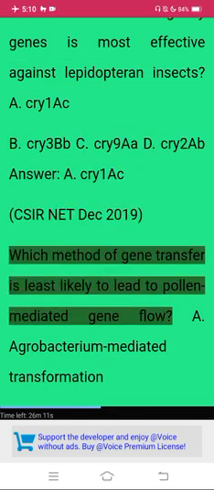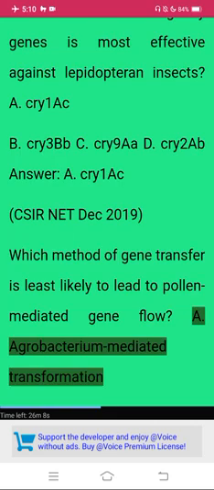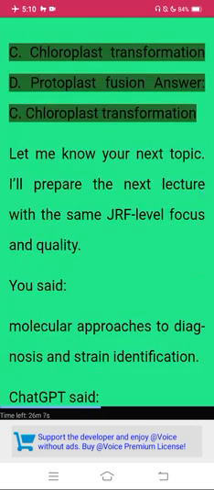CSIR NET December 2019. Which method of gene transfer is least likely to lead to pollen-mediated gene flow? A, agrobacterium-mediated transformation; B, biolistics; C, chloroplast transformation; D, protoplast fusion. Answer: C, chloroplast transformation.